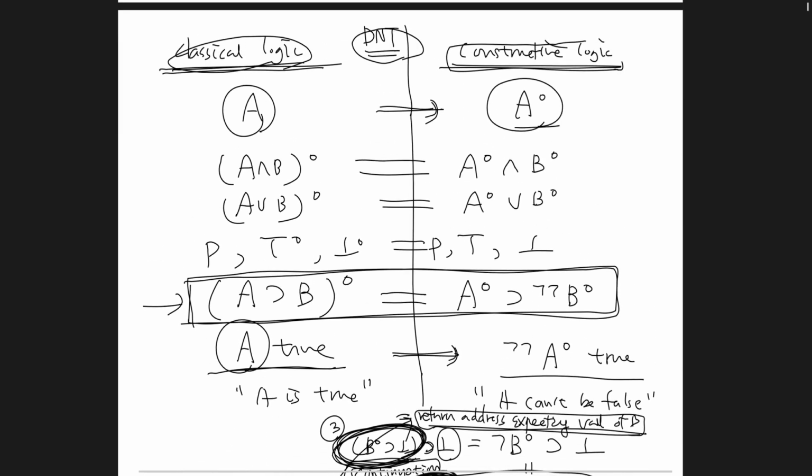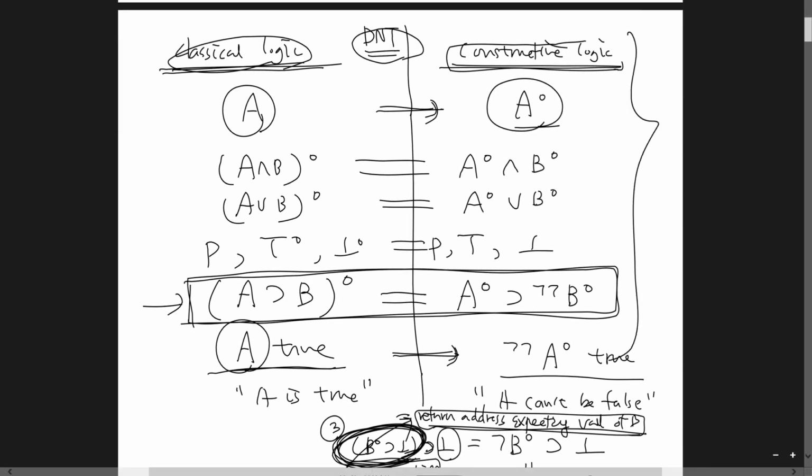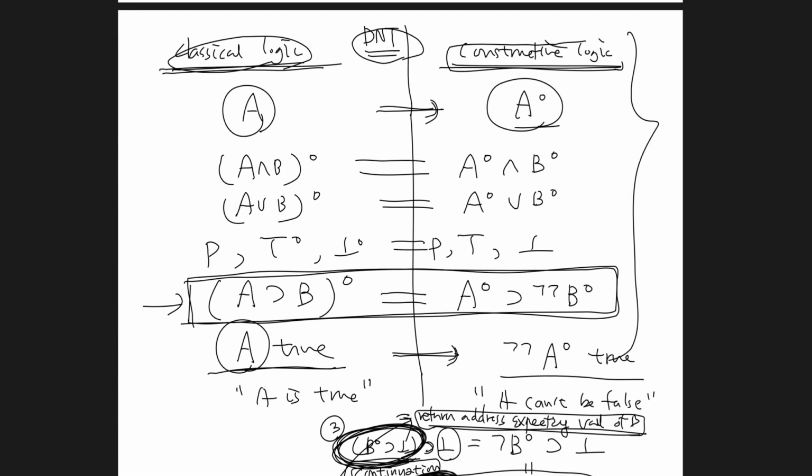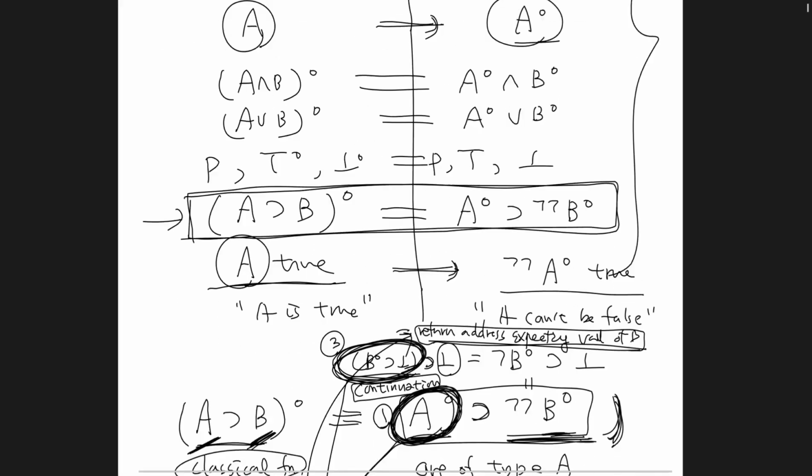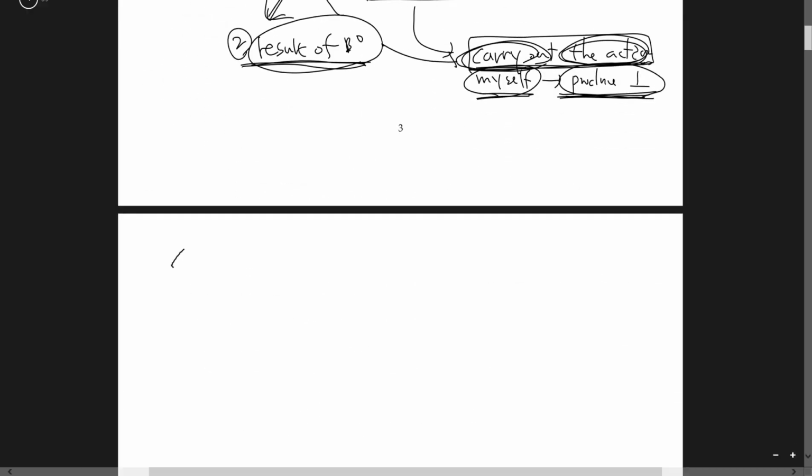So with this double negation translation, we can now show how to simulate classical logic within constructive logic. So the plan is this. So this is classical. This is constructive.